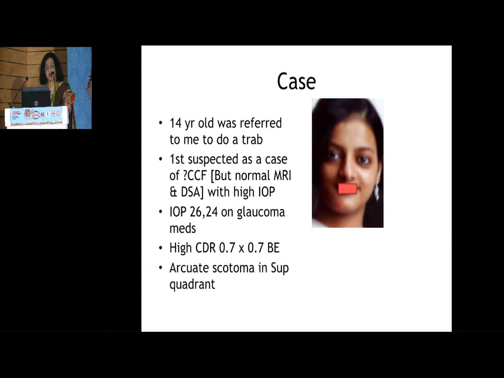This third case is a child of 14 years, a girl, who came to us and was first suspected to have a CCF and had a DSA and an MRI done, and this was ruled out. The patient had high IOPs in the 20s, not controlled. There was a high CDR, and the patient had visual field defects as well.